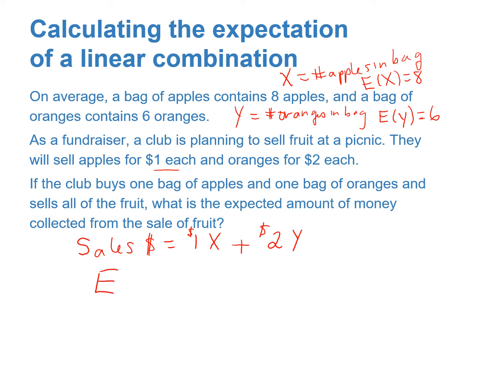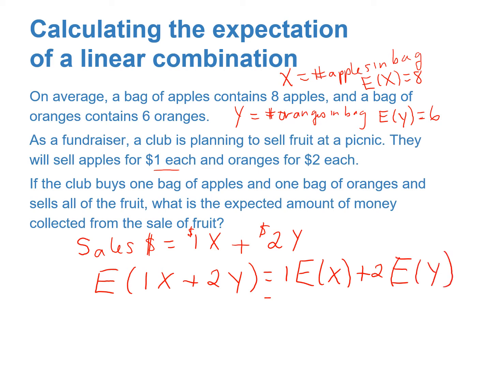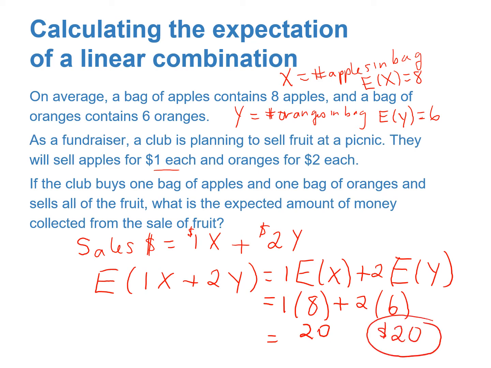So the expected value of 1 times x plus 2 times y is going to be equal to 1 times the expected value of x plus 2 times the expected value of y, which is 1 times 8, because we expect 8 apples per bag, plus 2 times 6, we expect 6 oranges per bag. So 12 and 8 is 20. So the expected sales would be $20.